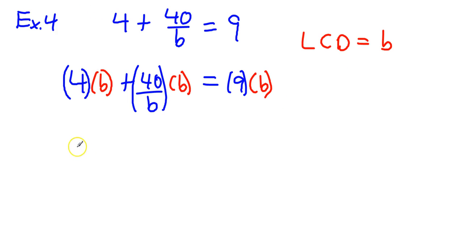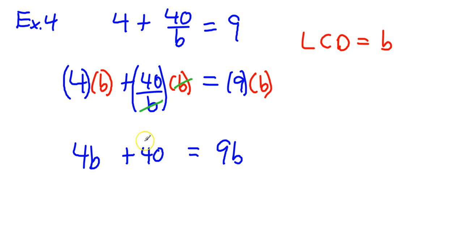And for the first term, nothing there. 4b is 4b. For this one, your b's will cancel out. You get 40. And then 9 times b is just 9b. Okay. And again, with all these, when you multiply by the least common denominator, you should have just whole numbers left. Now it's just a matter of getting the b's to one side, numbers to the other, and then just work this thing out.